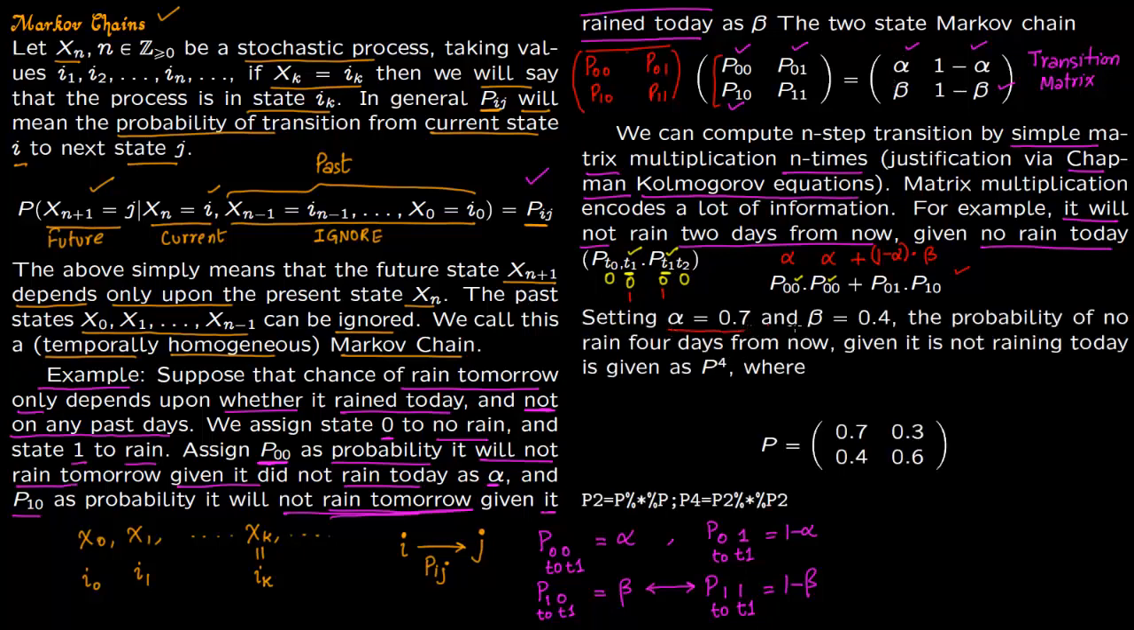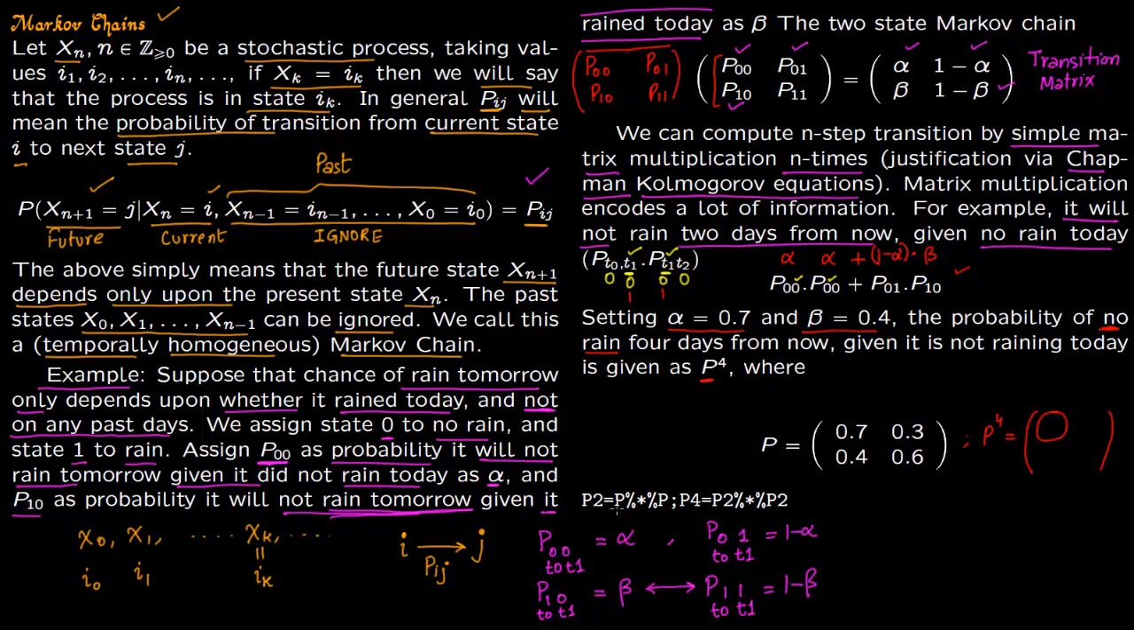So you set alpha as 0.7, beta as 0.4. So the probability of no rain 4 days from now, given it is not raining today, this will be given as P4. So you multiply this matrix by itself 4 times. So after you do it, step 1 is to compute P4. And in this P4, you will just select the entry right here in the first row and the first column. So let us compute this in R. And then we can see what is the value it comes out to be.